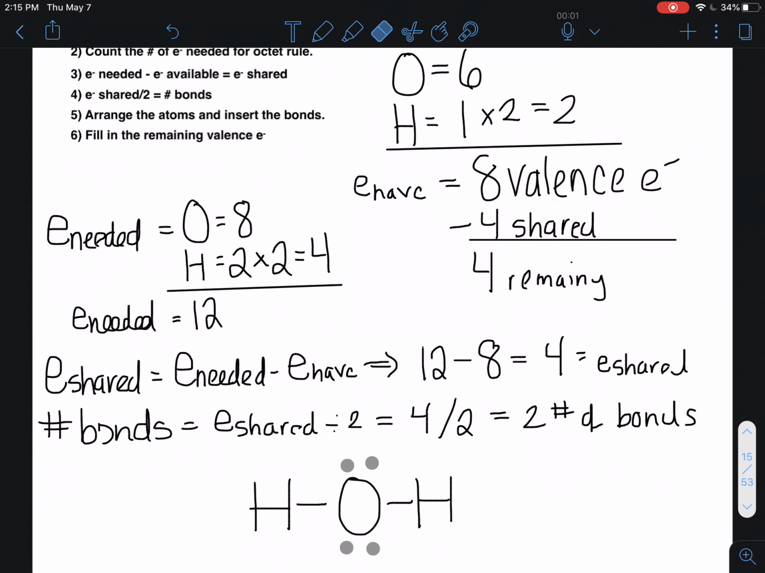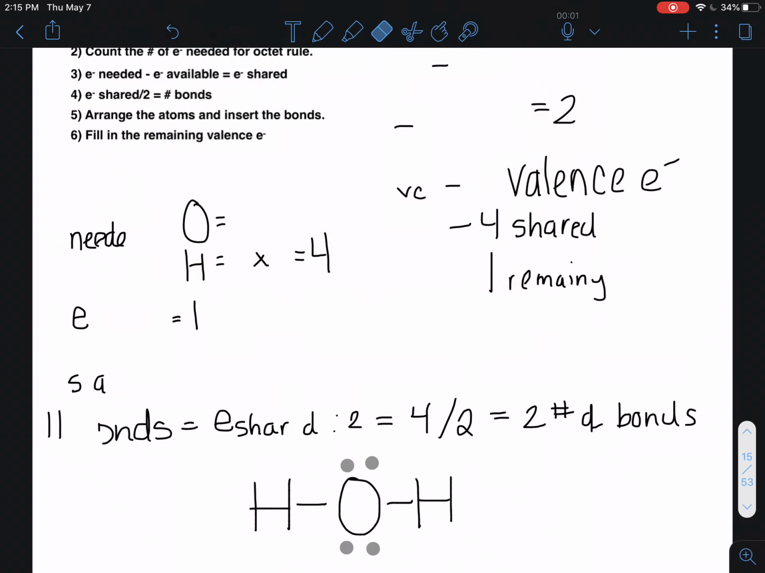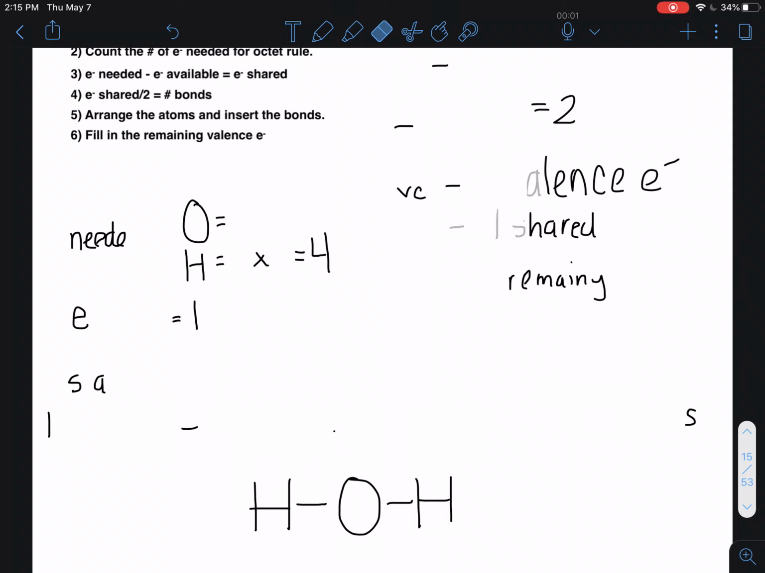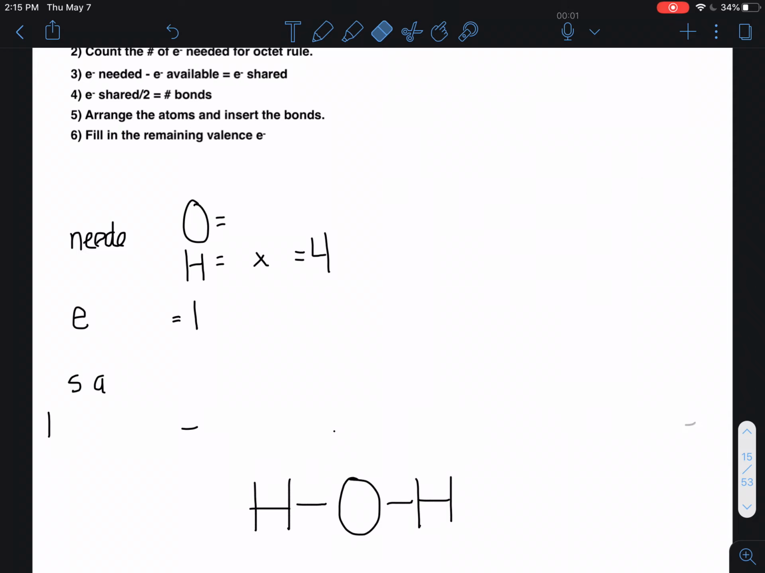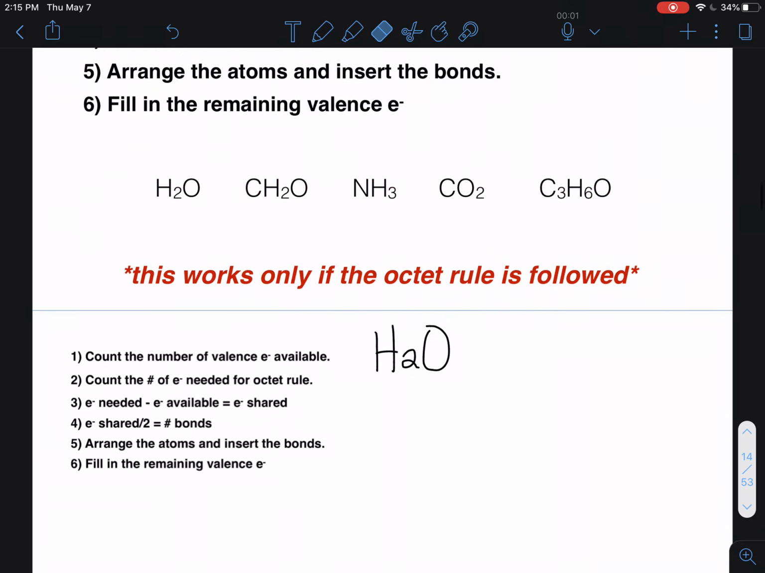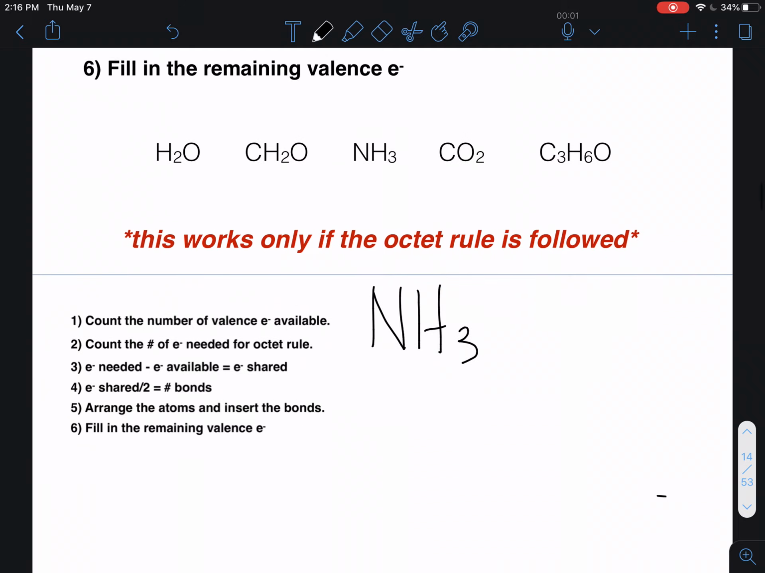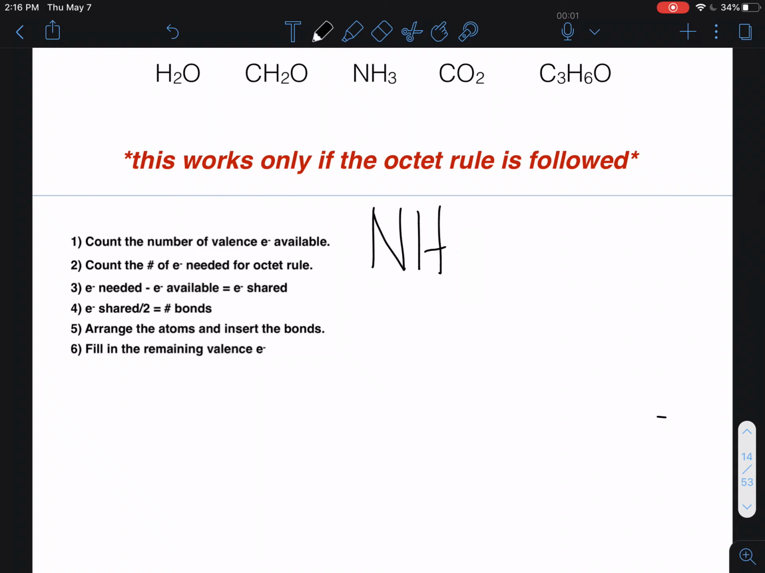I'm going to delete this whole thing, and we're going to do it all over again. Now we're going to do the next one. We're going to skip this one. We're going to do this one right here. NH3, ammonia, NH3, okay? And I'm going to move this over here.